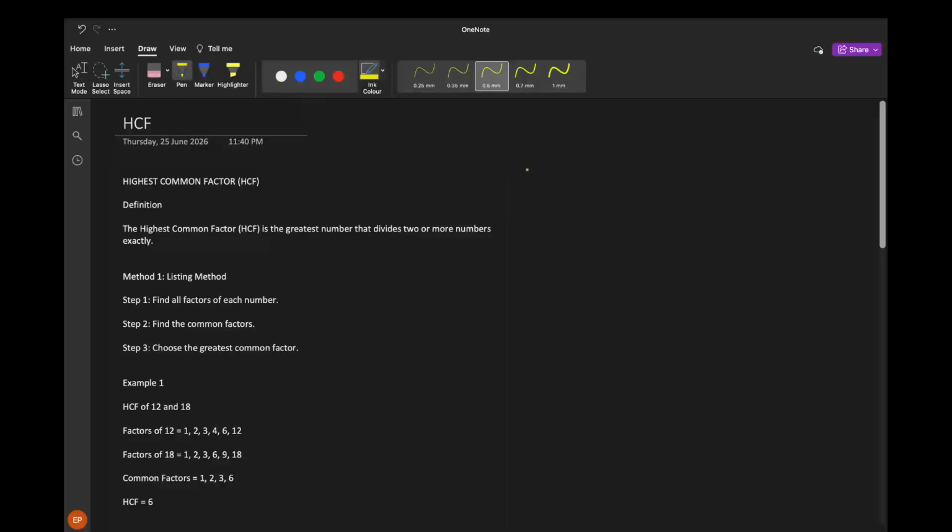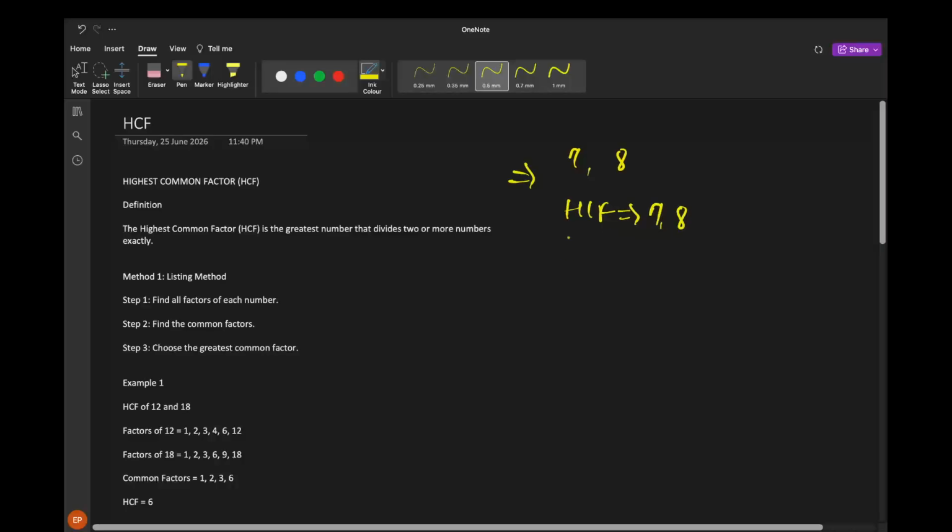What it means? Suppose assume 7 and 8. To find HCF of 7 and 8, what we have to do? Just to decode the HCF. HCF means highest common factor. So we'll go in reverse order. Means first we'll find the factors, then we list the common factors, then we'll find out highest common factor.